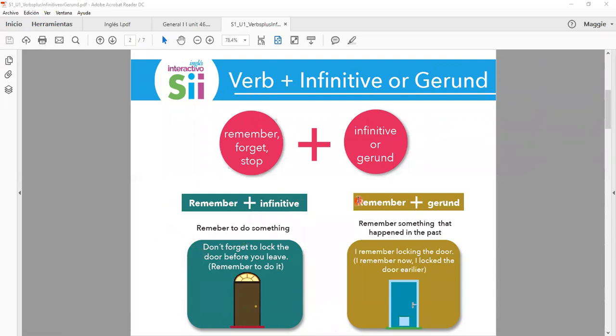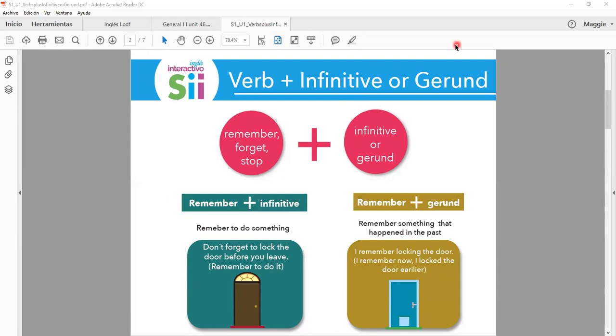Whenever we use remember plus the verb in gerund, then we are talking about remembering something that happened in the past. As an example, I remember locking the door. I remember now. I locked the door earlier. I remember I did it.